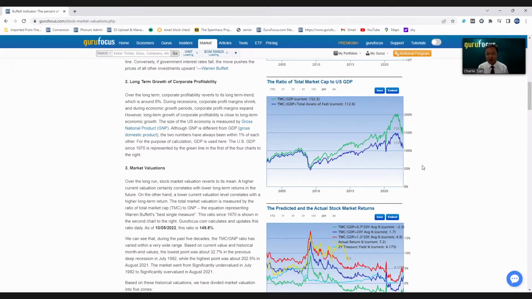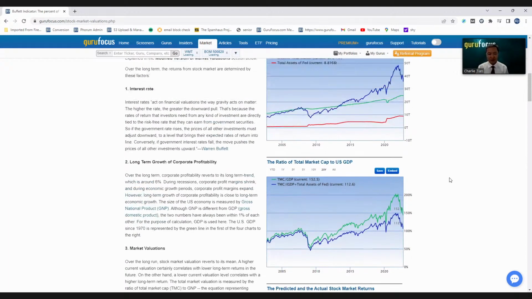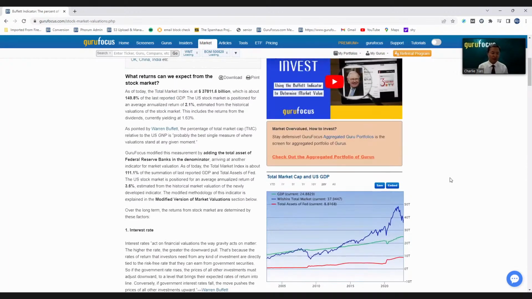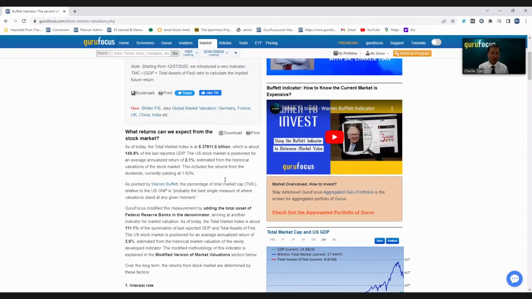The ratio was more than 150%. Now we are at about 110. So it's much better than before. But the market seems still to be modestly overvalued, and the future return is not that high either. The future return, we're talking about maybe 2% per year, including the dividend.